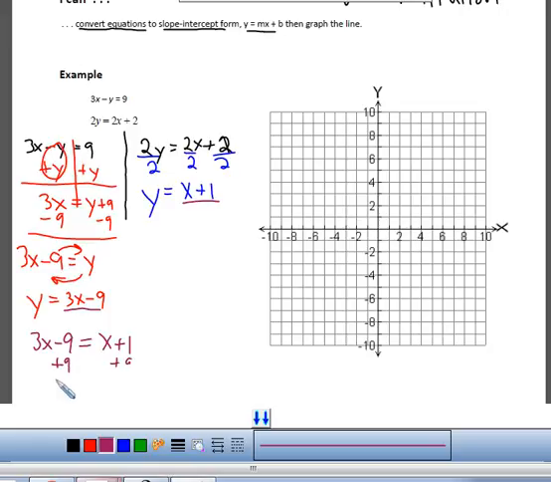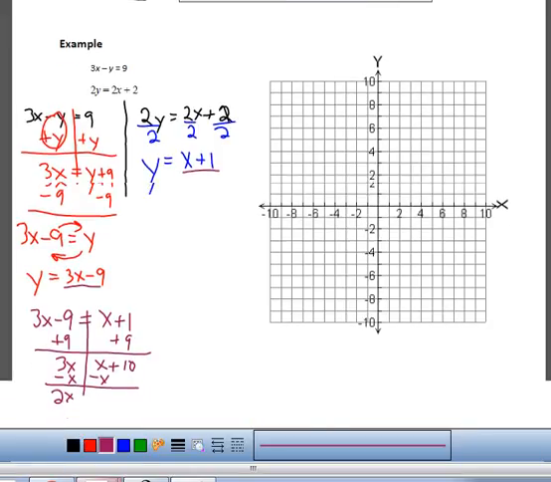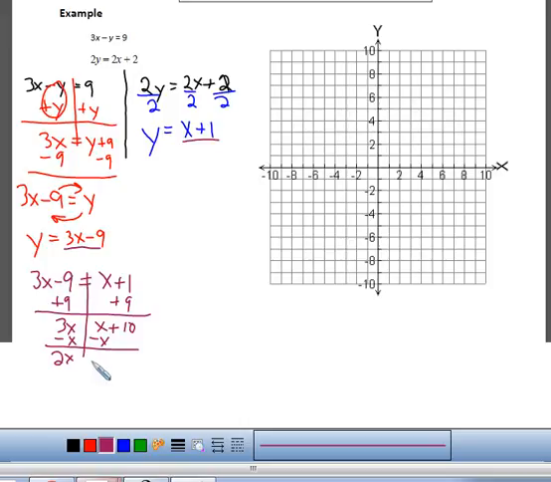So this is an easy equation to solve. I'll add 9 to both sides, and I get 3x equals x plus 10. Subtract x from both sides, and you get 2x equals 10, divide by 2, and you get x equals 5. So I have x equals 5.